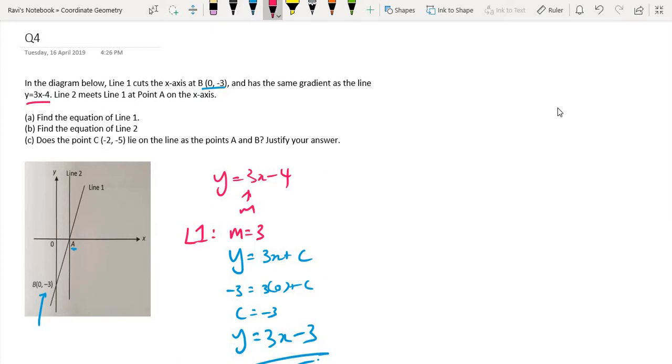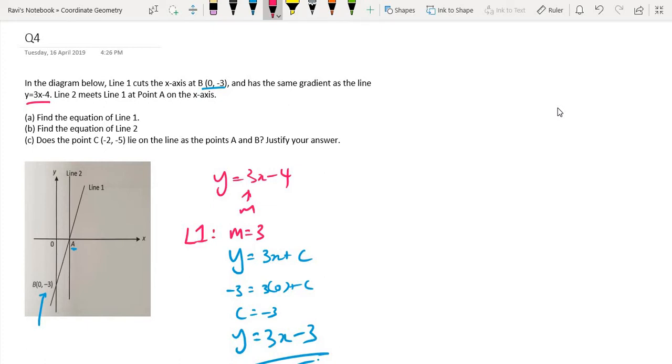In part B, we are asked to find the equation of line 2. As you can see, it is a vertical line. For a vertical line, the gradient is undefined, so you only have x equals some value, correct? So I need to find the x value of A, because we know the y value is 0.